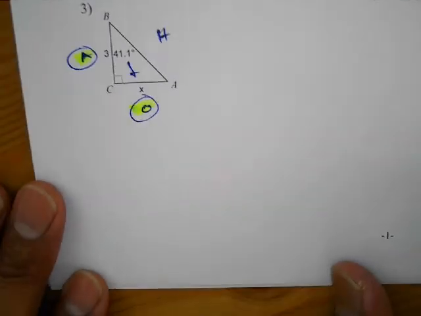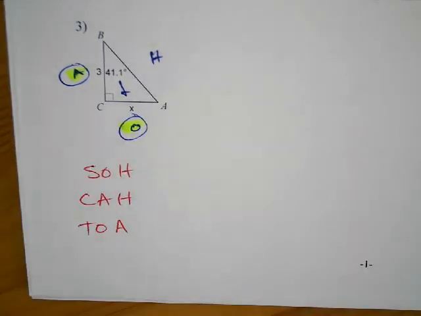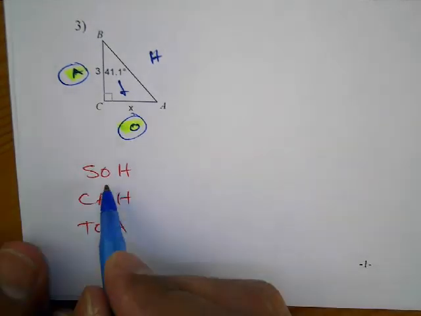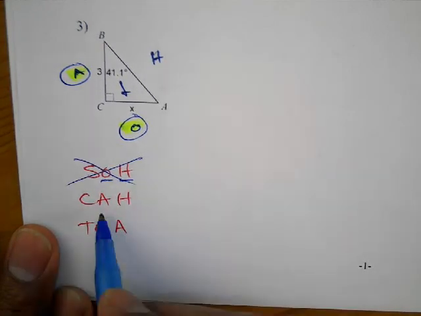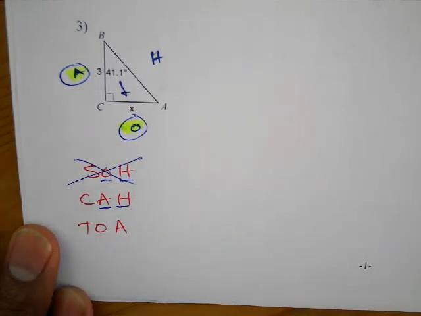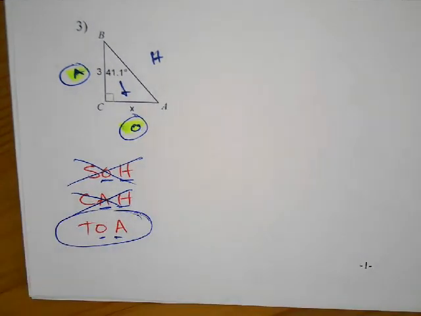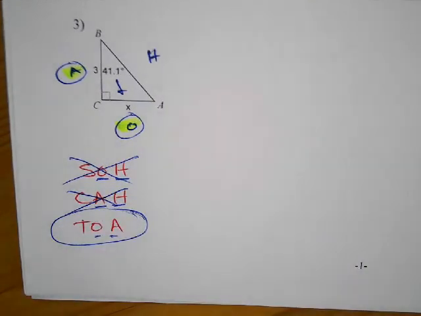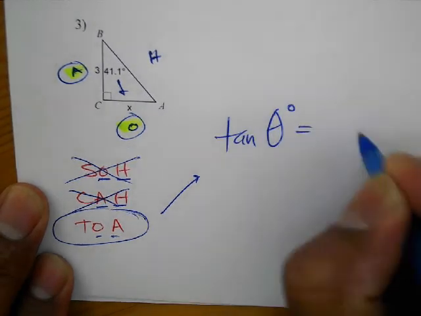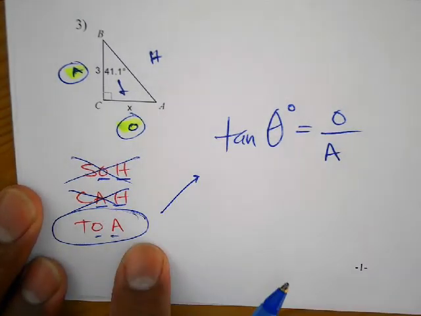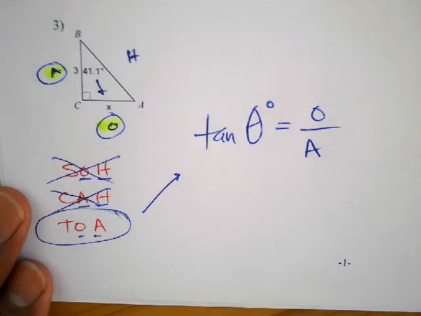So how do I know which trig function to use? Well, you write them down. It's either going to be sine, cosine, or tangent. So, SOH CAH TOA. Look at the last 2 letters. Which one has the O and the A? Not that one. Which one has the O and the A? Here it is. Bingo. That's how you know which function to use: sine, cosine, or tangent. So guess what? Tangent is the winner. We're going to use tangent of the angle is equal to O over A. That's what this TOA means. Tangent of the angle is equal to O over A.